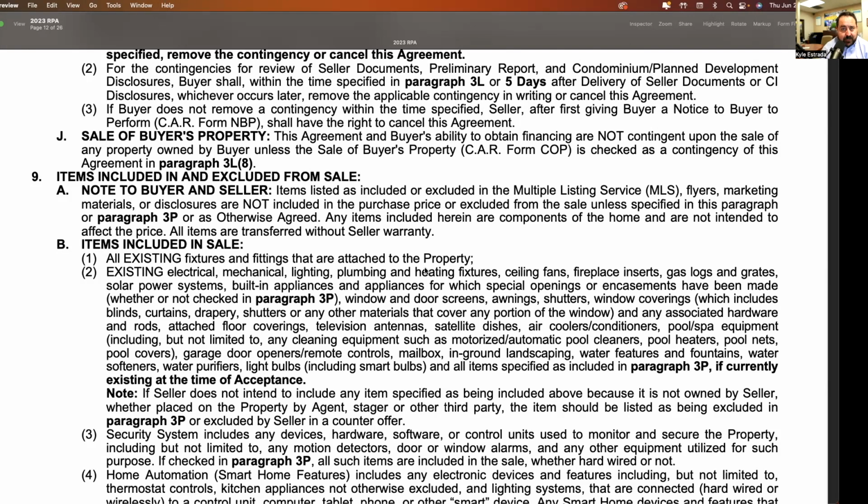Remember, just because it's in the disclosures, just because it's on the MLS, just because it's in a flyer on Facebook, on Instagram, on a TV commercial, on a radio commercial, doesn't matter. It is not included unless it's in 3P. It is not excluded unless it is in 3P. I don't care where it's written. Okay? You got to keep that in mind.